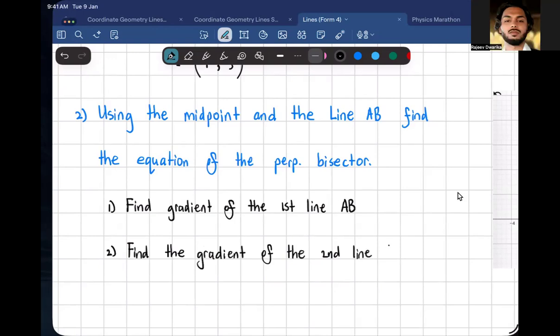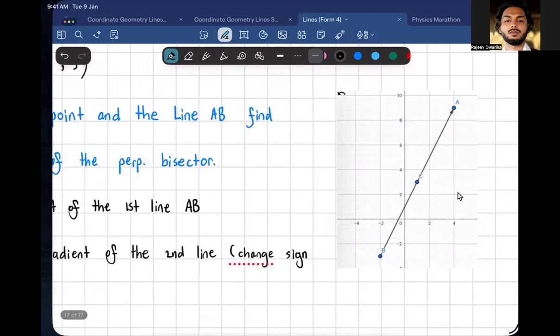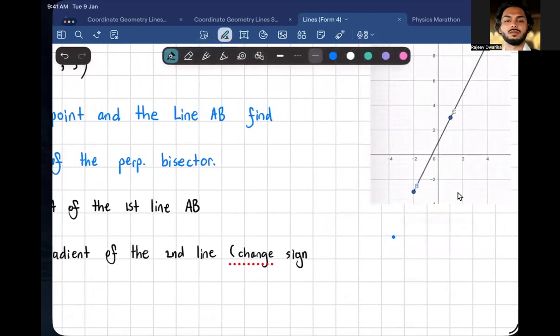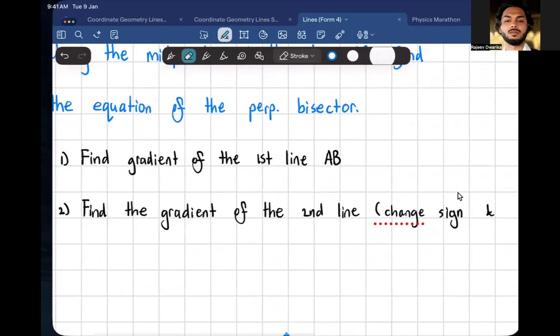Right, and in brackets, I'm just going to put change sign and flip. You should know what this means. So change sign and flip. Okay. Right. What do you reckon the third step is?